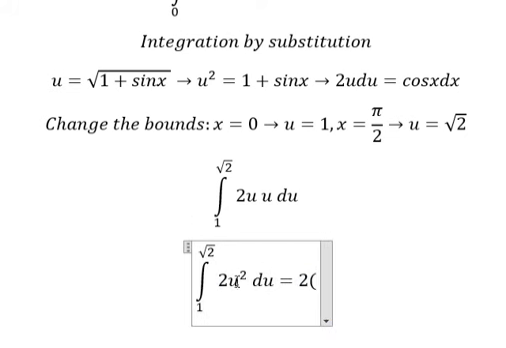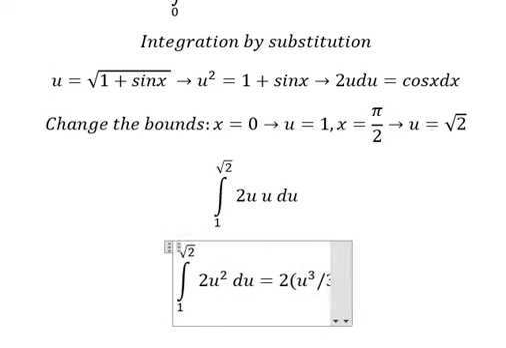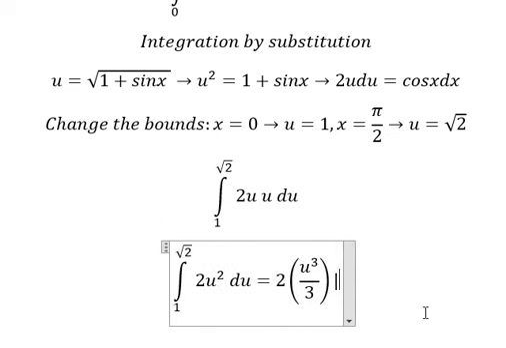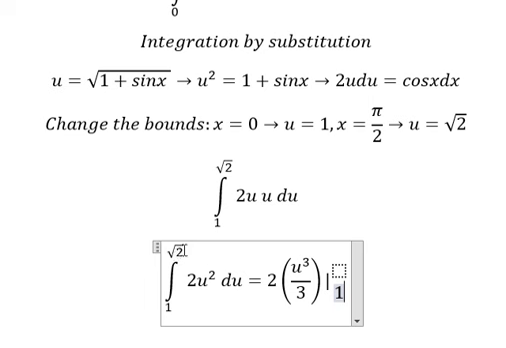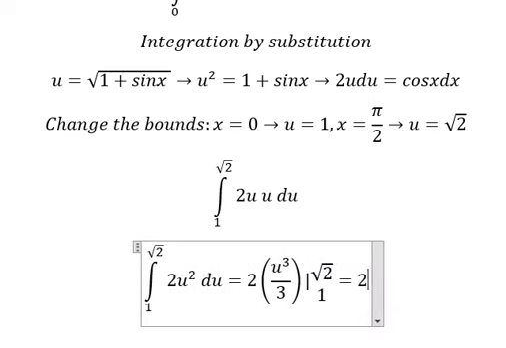The integration of u squared, we have u to the power of 3 over 3, and we put the bounds from number 1 to the square root of number 2. And now we have the final answer.